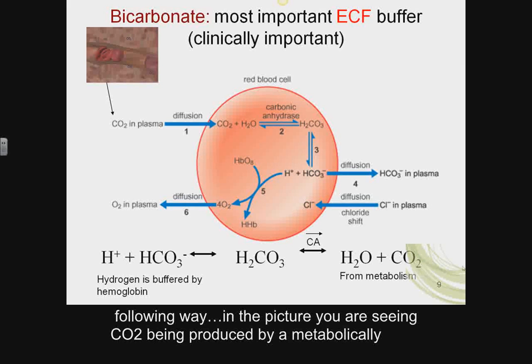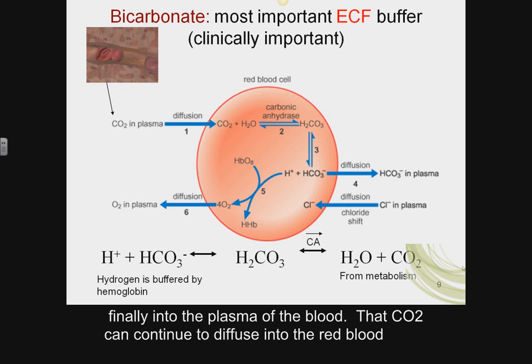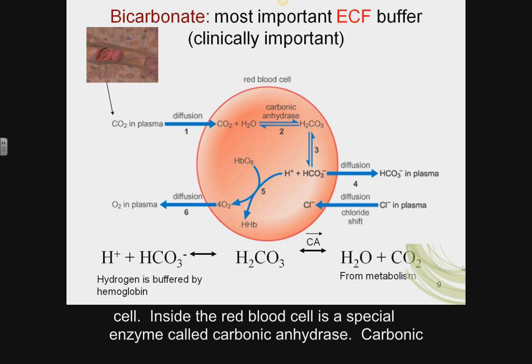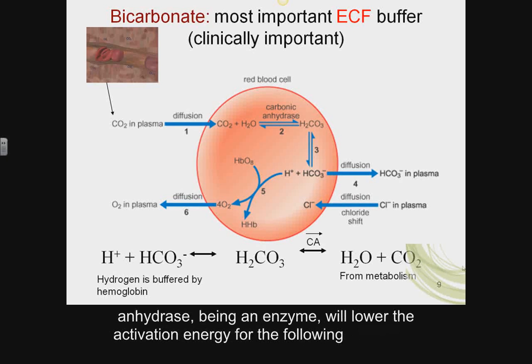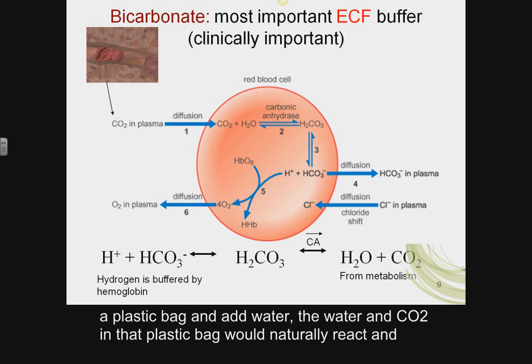In the picture you are seeing carbon dioxide being produced by a metabolically active tissue bed. The CO2 dissolves out of the cell into the interstitial space and then finally into the plasma of the blood. That CO2 can continue to diffuse into the red blood cell. Inside the red blood cell is a special enzyme called carbonic anhydrase. Carbonic anhydrase, being an enzyme, will lower the activation energy for the following reaction. CO2 plus water gives carbonic acid. That is shown here in step number 2.